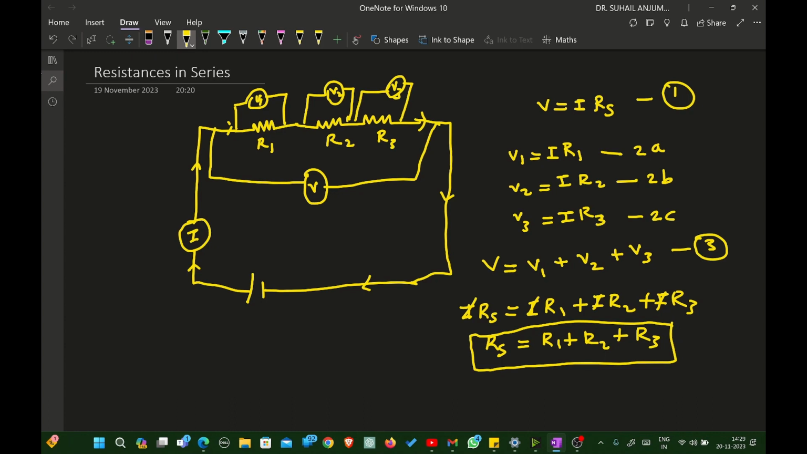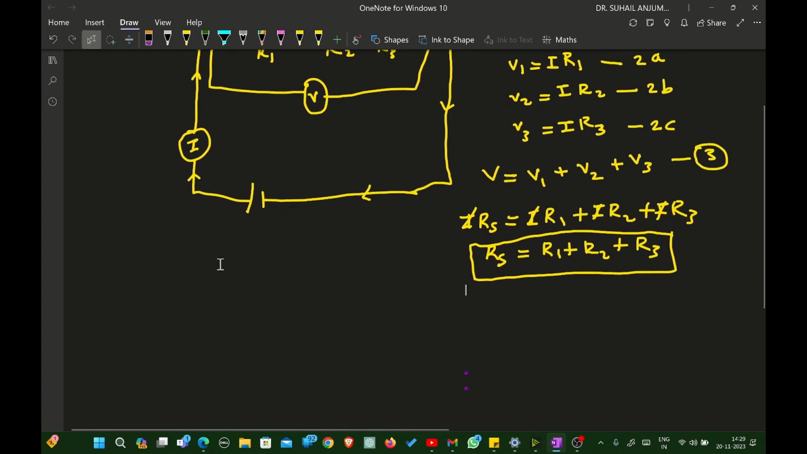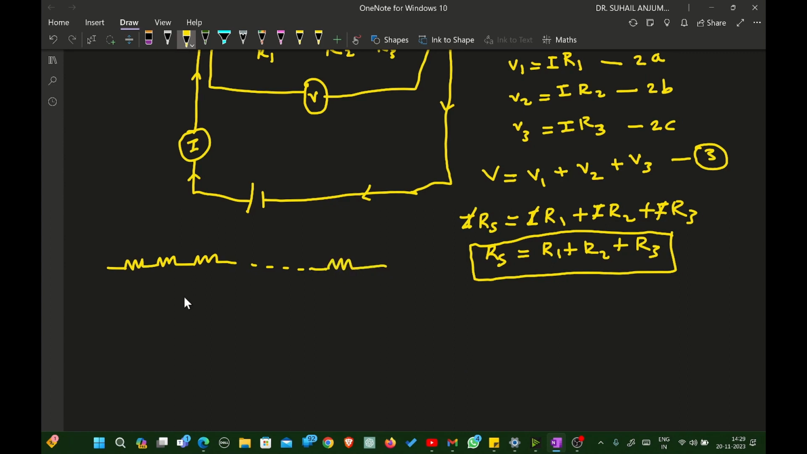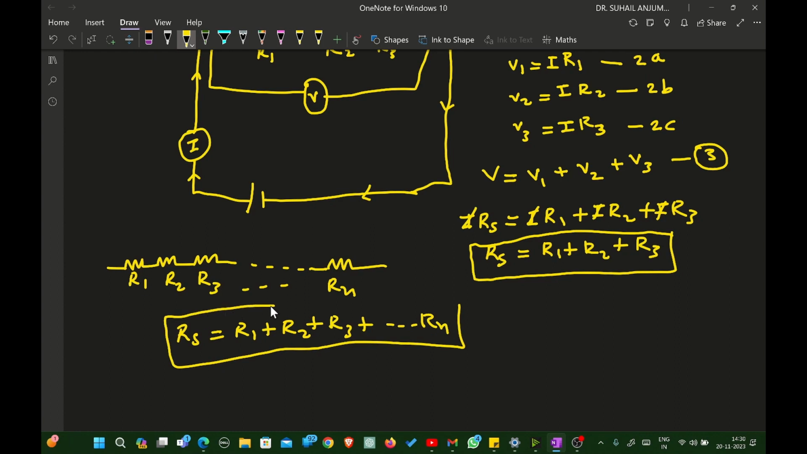Now in general, if we have n number of resistances in series, for example I have this first resistance, then the second resistance, then the third resistance, and so on up to n number of resistances in the same way. So this will be our R1, this will be our R2, this will be our R3, and this will be our Rn. Then this series combination will be given by Rs is equal to R1 plus R2 plus R3 plus so on up to Rn. So this will give the equivalent series resistance when all these resistances are connected in series.